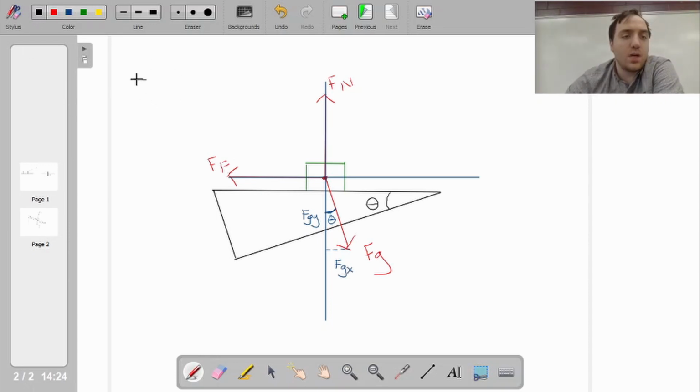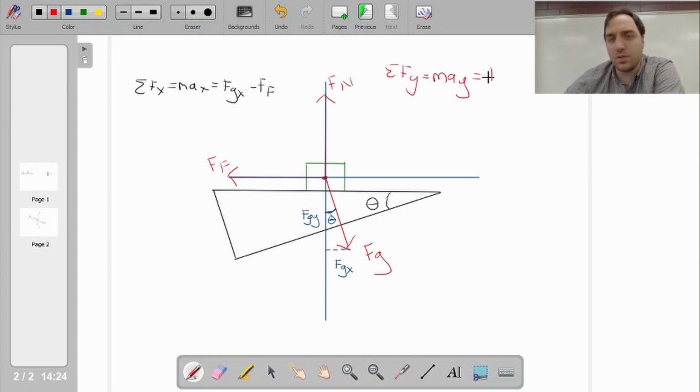Using this, we can now talk about inclined planes just as easily as we did objects on flat surfaces. We just sum all forces x equals ma x. In this case, it would be force gravity in the x direction minus force friction. And we could do the same thing for y. Sum of all forces y equals ma y equals force normal minus force gravity y.